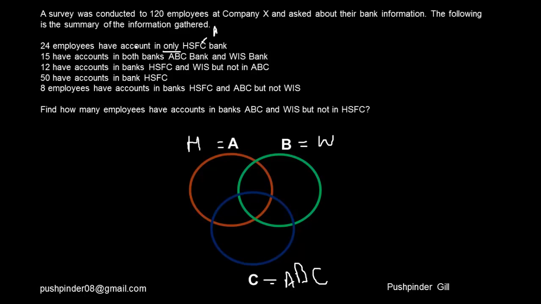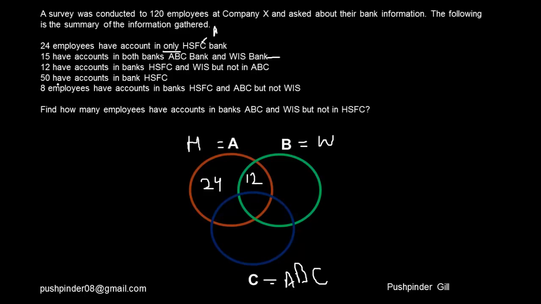So 24 employees have an account in only HSFC Bank. This is HSFC Bank, and this area is the only HSFC area. So 24 people are right here. Now 15 people have accounts in both ABC and WIS. What is both ABC and WIS? This is this whole area. So let's forget about it for now and fill in the individual information. 12 have accounts in banks H and W but not in A. So HSFC and WIS but not ABC, which is this area. So 12 people are right here.